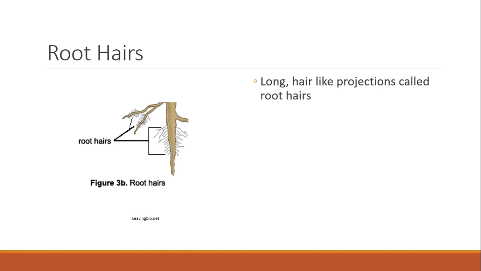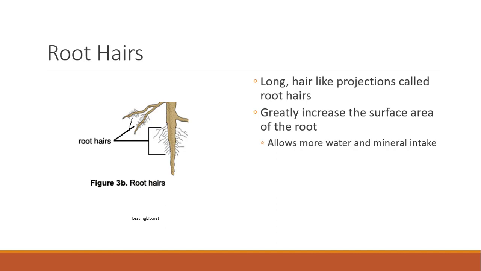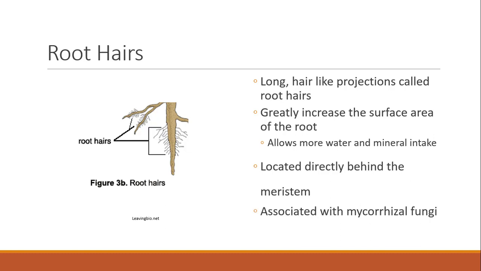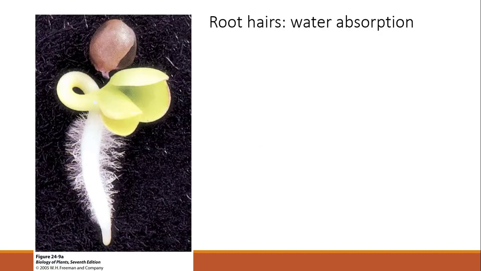So root hairs are hair-like projections. They increase the surface area of the root. They allow more water and mineral intake, and they're located behind the meristem. They're also associated with mycorrhizal fungi, and that's something we'll talk about later on in the quarter. This is an organism that has a symbiotic relationship with plants in order for plants to get hold of more nutrients or be protected from plant disease, etc. But we'll get more into that later. Okay, root hairs are for root water absorption, as I mentioned.